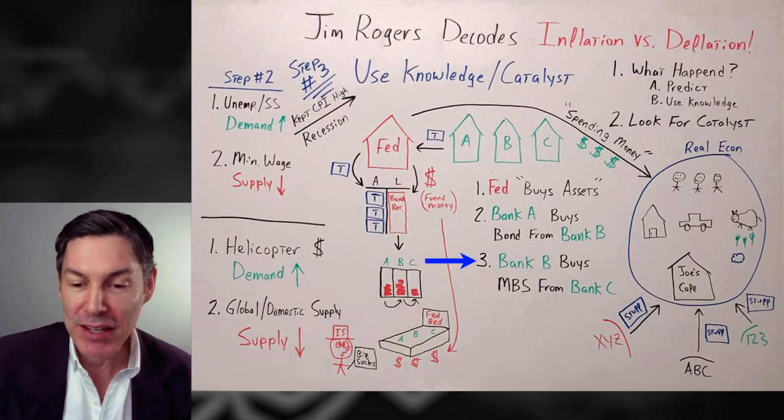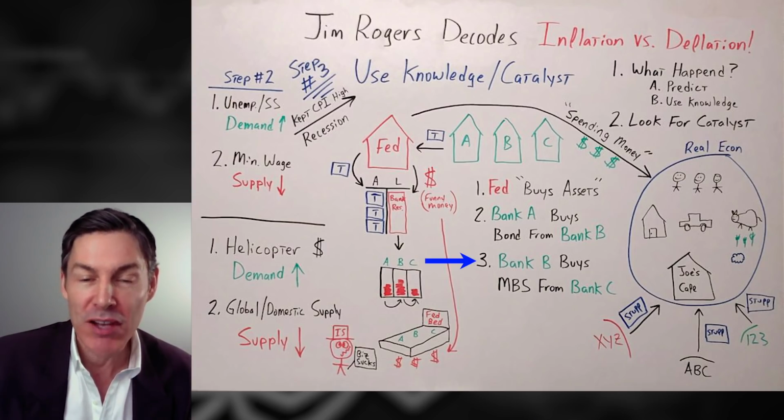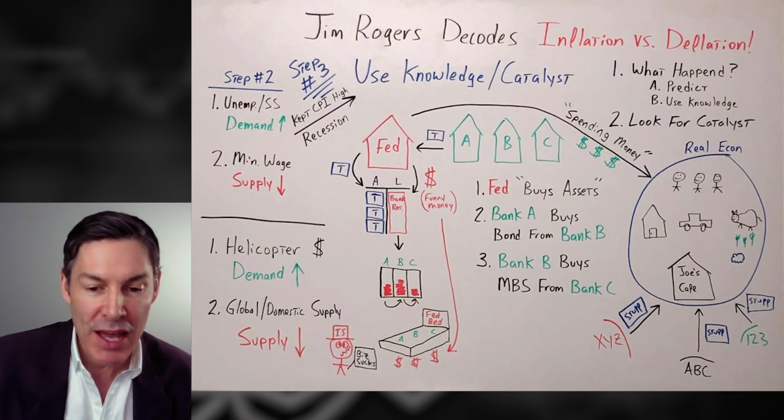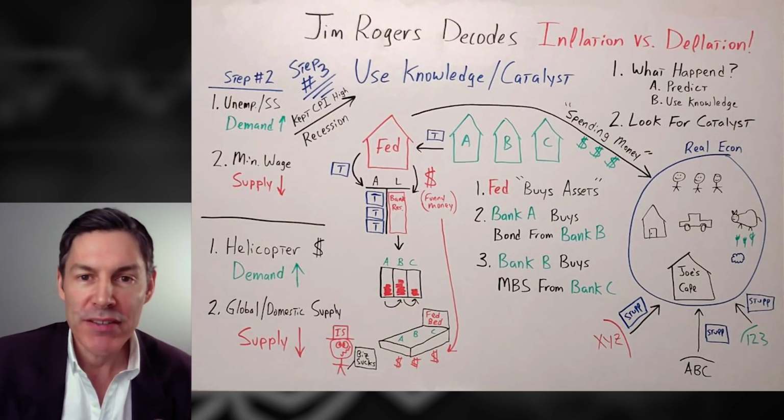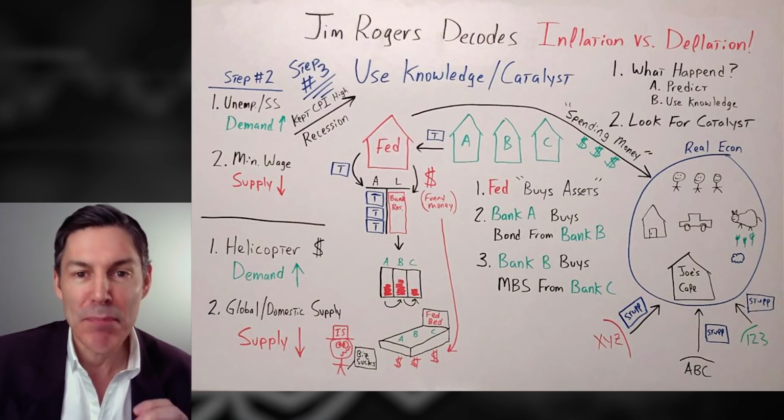And then Bank B, let's say, buys mortgage-backed securities from Bank C. The only thing that happens there, again, is Bank B takes their funny money from their side of the mattress and moves it to Bank C's side of the mattress. Again, regardless of which one of these 3 transactions you look at, the reserves, the funny money, has never left the Fed. Contrast that to the Fed actually spending money.